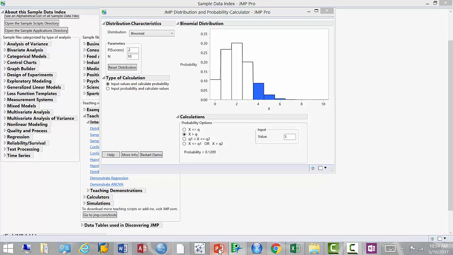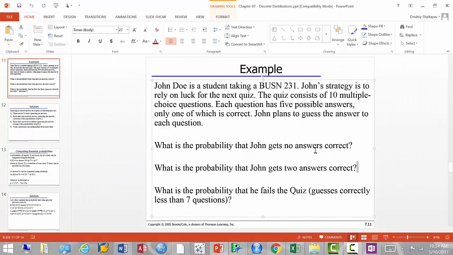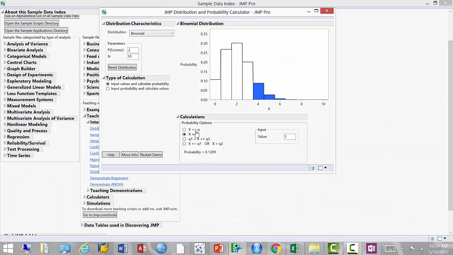All right, so let's answer other questions. What's the probability that John gets no answers correctly? So he misses every single one of them. That's probably not likely, but what do I do here? Less than or equal to, probably, right? Less than or equal to 0. Well, there is nothing less than 0, so it's exactly 0.